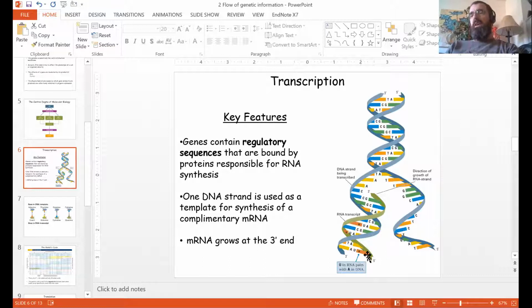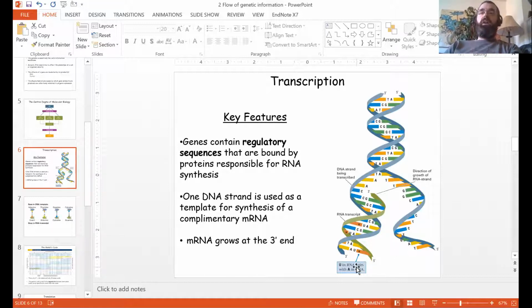You'll also see that there are no T's, so these are all uracils. Instead of adding a thymine opposite the adenine, a uracil gets added instead. So that's another difference. RNA is actually a pretty weird and wonderful molecule, to be honest.